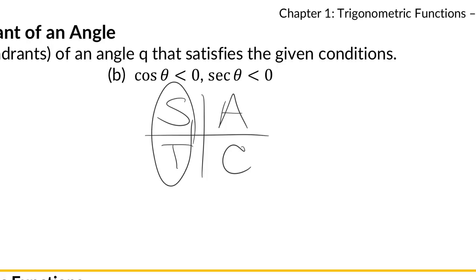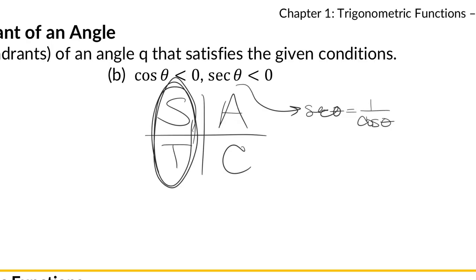And then, secant. Secant is one of the reciprocal values, and since those aren't listed in ASTC, let's think for a second. Secant of theta, what is that the reciprocal of? Secant of theta is equal to the reciprocal of cosine of theta. So really, I've been given more information about cosine. Secant of theta is less than 0 in the same two quadrants.